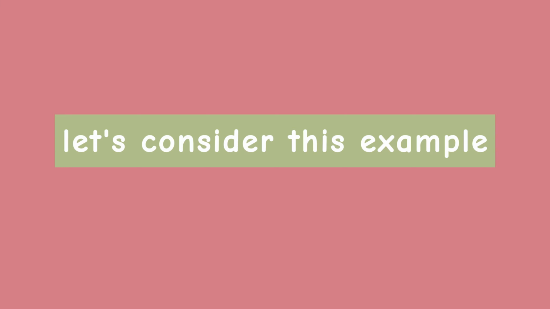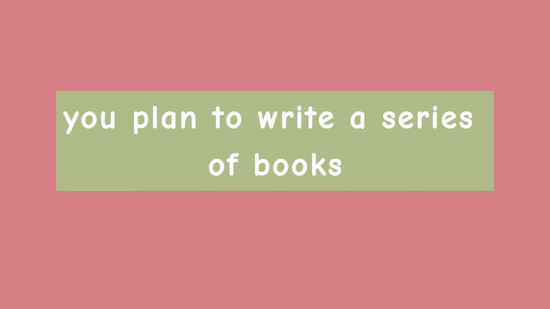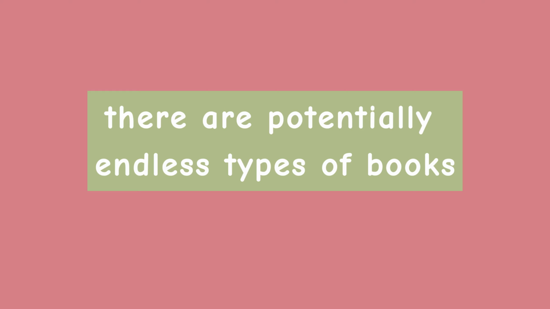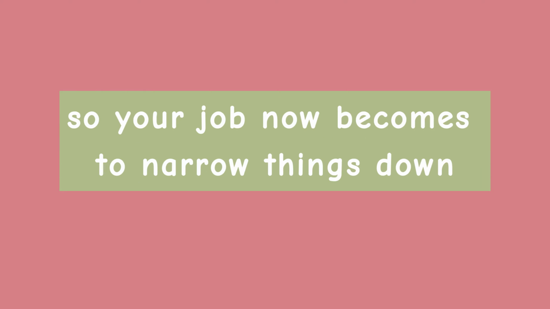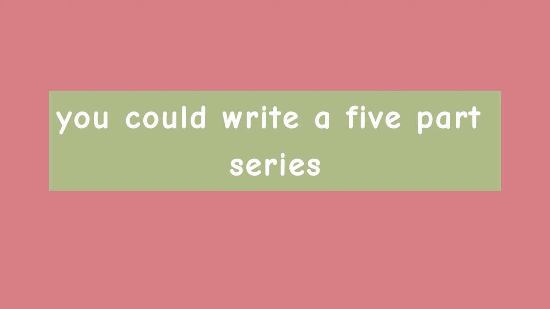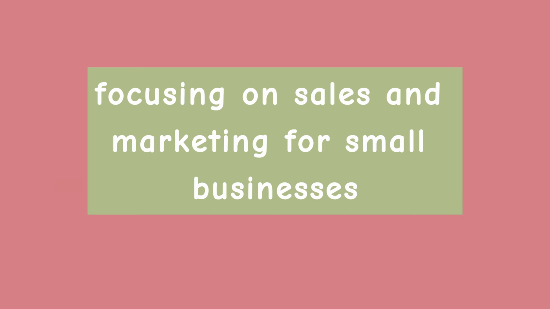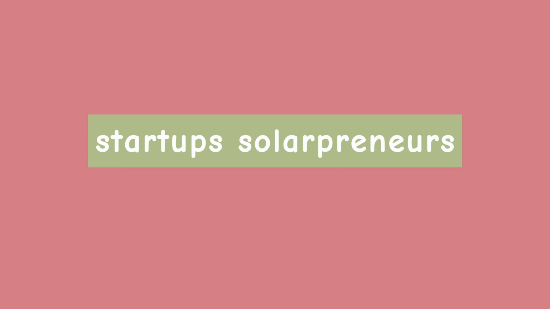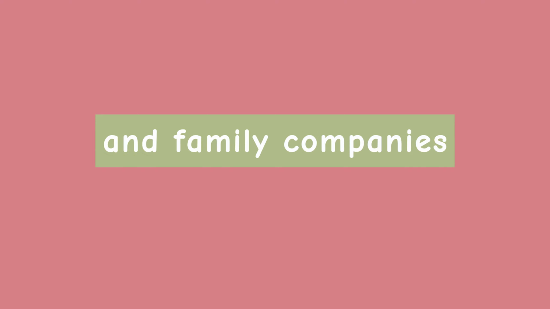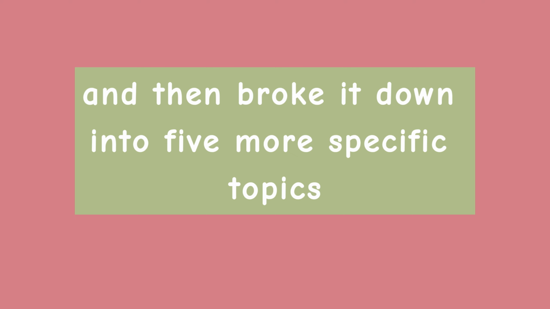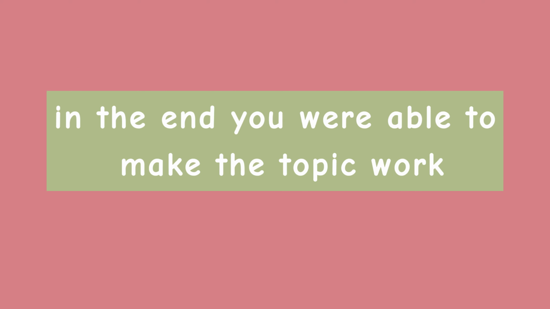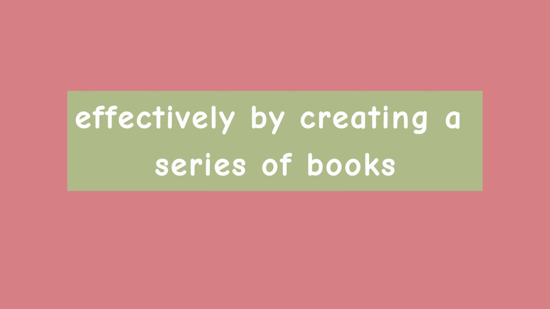Let's consider this example. You plan to write a series of books on sales and marketing. Since this is a broad topic, there are potentially endless types of books you could write. So your job now becomes to narrow things down. For example, you could write a 5-part series focusing on sales and marketing for small businesses, startups, solopreneurs, online businesses, and family companies. In this example, you took a broad topic, sales and marketing, and then broke it down into 5 more specific topics. In the end, you were able to make the topic work effectively by creating a series of books.